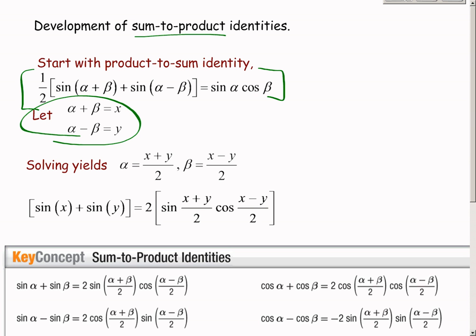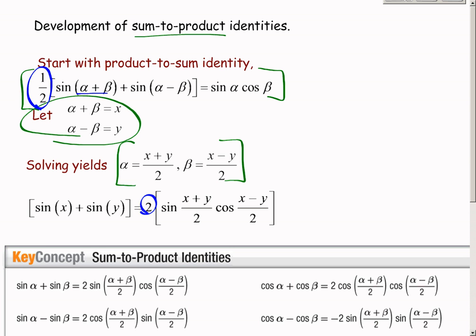If we solve that little system of equations for alpha and beta, we get what we see down here, that alpha is x plus y over 2, and beta is x minus y over 2. And so what we're going to do is just do a substitution. In the equation up here, we see that we have the 1/2. So we get rid of that 1/2 by multiplying each side by 2. So that's the 2 that we see right here.